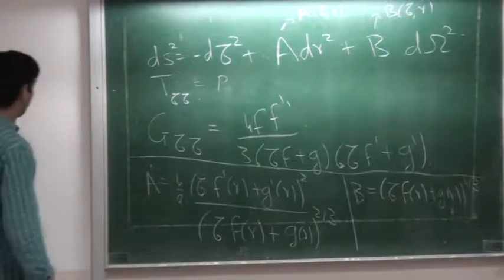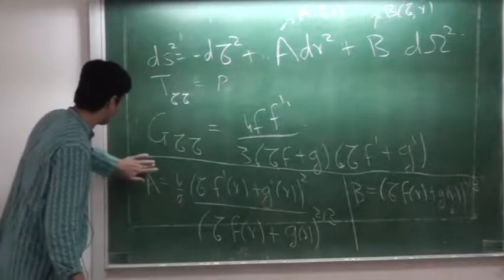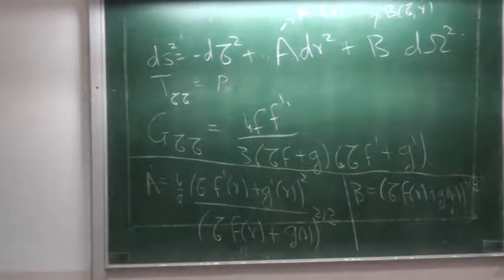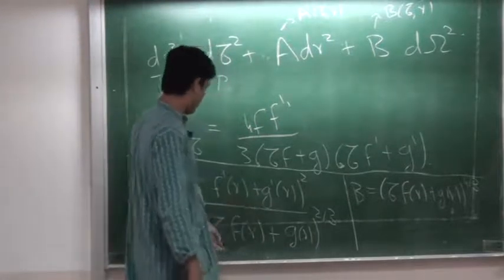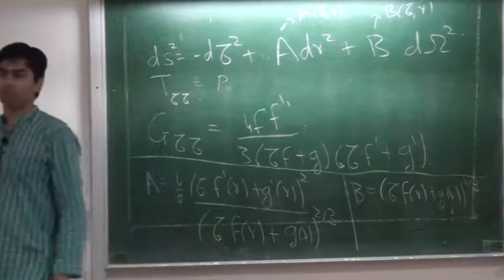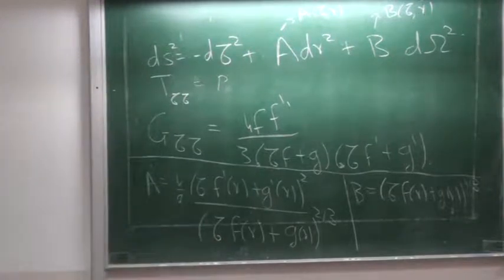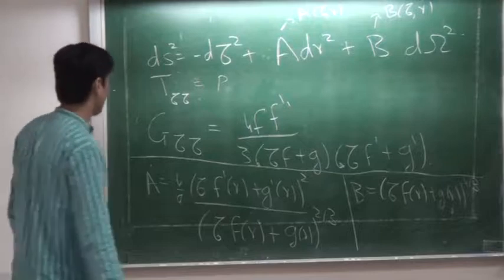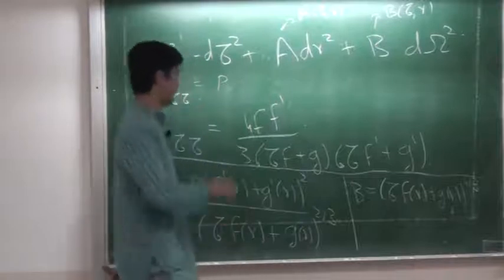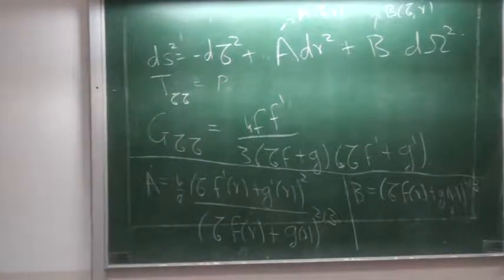A is equal to 4 by 9 into tau f prime of r plus g prime of r squared by tau f of r plus g of r to the power 2 by 3. Which f? The form of G tau tau? This? No, this is f single prime. Okay. So this is the form for B and for A.